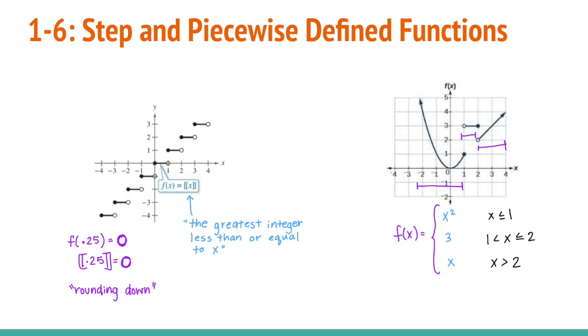Now for the piecewise functions, we already talked about how we have a different function rule depending on what part of the domain we're in. So this one is split into 3 parts. x squared defines the function for all values that are less than or equal to 1 on the x-axis. 3 is our function for any values between 1 and 2, including 2. And then y equals x is our function that we're going to use for any value of x that's greater than 2.